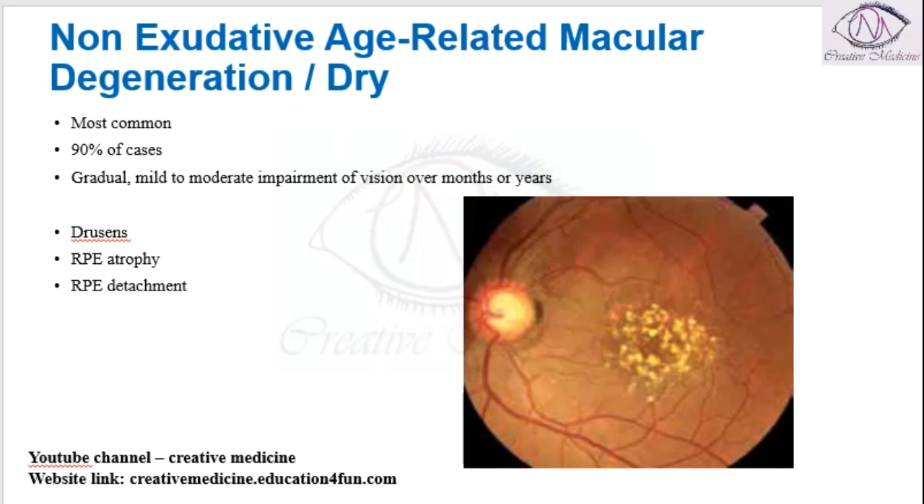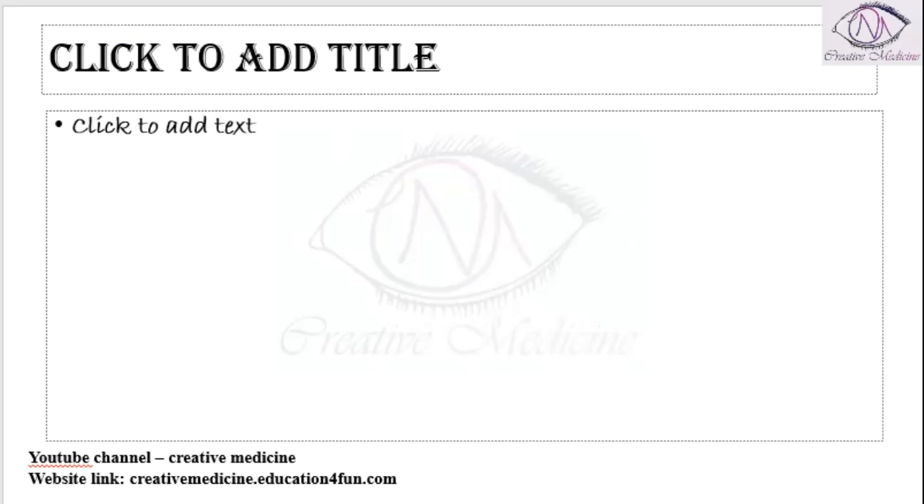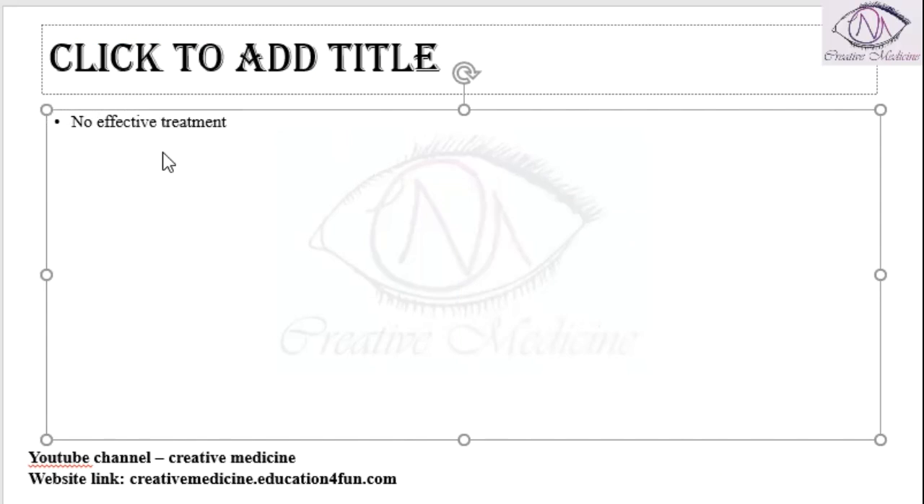Actually, in age-related non-exudative or dry macular degeneration, there is no effective treatment. The only treatment available is giving the patient low vision aids and antioxidants.